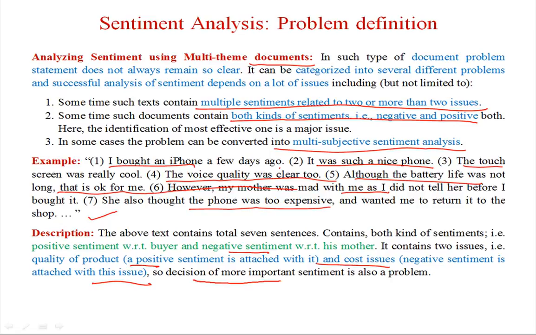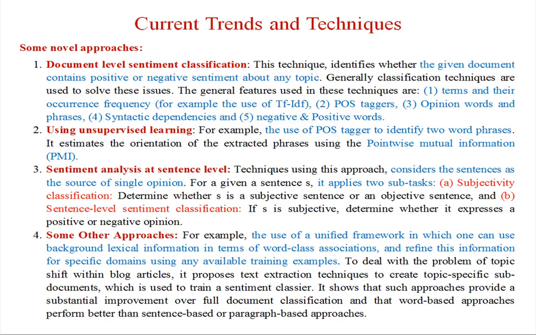So the decision of the more important sentiment is also a problem. Which is more important, cost or the features attached with the system, for any people? This is also an issue. Now I will go through some current trends and techniques.